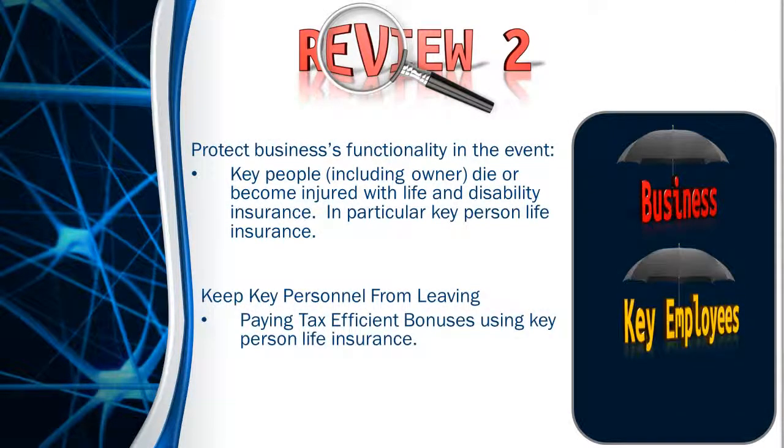Let's do a quick review of finding and keeping key employees number 2. Now, we can protect our business's functionality in the event that a key person, including the owner, should die or become injured, with life insurance and disability insurance. We can do this in particular with using a program or an insurance contract called Key Person Life Insurance. We can certainly keep our key employees from leaving by providing tax-efficient bonuses using the Key Person Life Insurance. Really, we're getting the best of both worlds, but this is really how it's done.